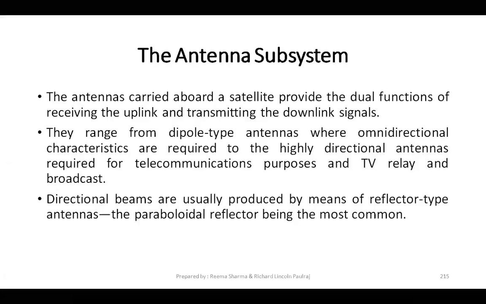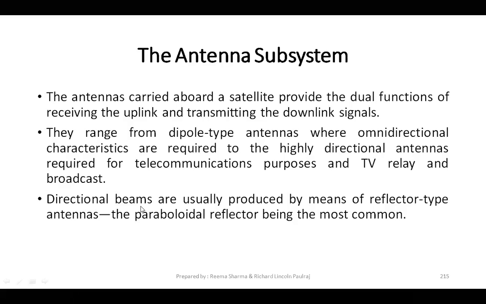So uplink is to actually transmit information from the base station, okay, and downlink for transmitting the signals from the satellite. So your antenna should be in such a way that they are capable of handling things, and it should be as sensitive as possible. Okay. The range from dipole type antennas where omnidirectional characteristics are required to highly directional antennas required for telecommunication purposes and TV relay and broadcast. Okay, so not only for the purpose of communication, but also for the purpose of entertainment, antennas are employed.